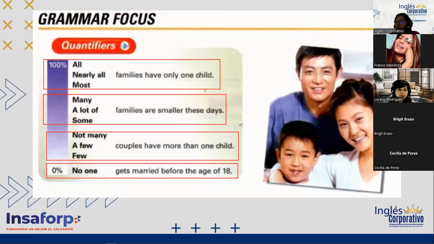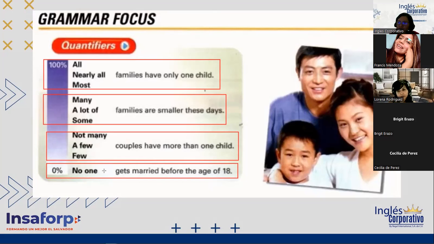Thank you so much. Y luego tenemos no one, right? Ahí pues es cero. No one. So no one gets married before the age of 18. Nadie se casa, right? No one. Ese es el que nosotros decimos en español eso, ¿verdad? Nadie acepta ese tipo de tratos o nadie paga por ese tipo de servicio o etc. No one. No one gets married before the age of 18.